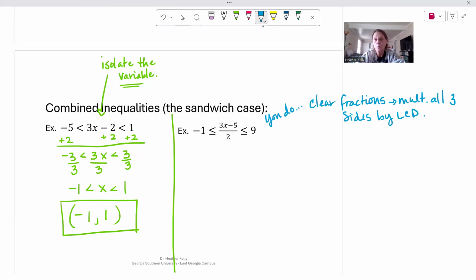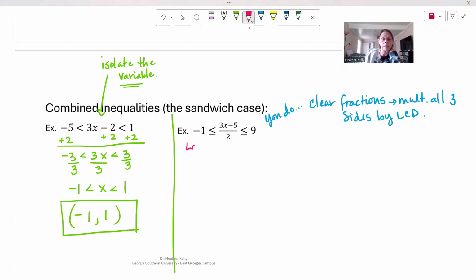And as usual, you can pause the video and finish the problem, and then start the video back up and check your work. That's a great thing. Be sure you're doing that. All right, I'm going to get going here.